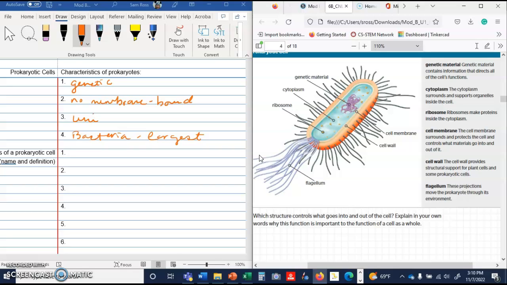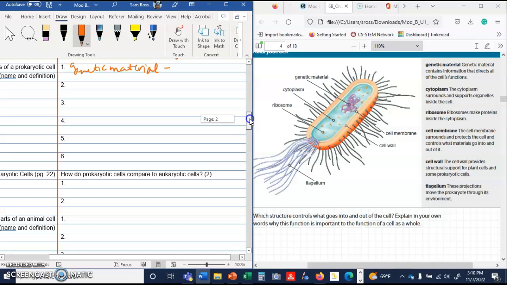And what you'll want to do is write these down here. Genetic material, all of it. I'm not going to do all of it. You can pause and do that. And then you're going to want to define it. So the genetic material contains information that directs all of the cell's functions. You're going to want to write all of it down. Okay? So that's through 6.